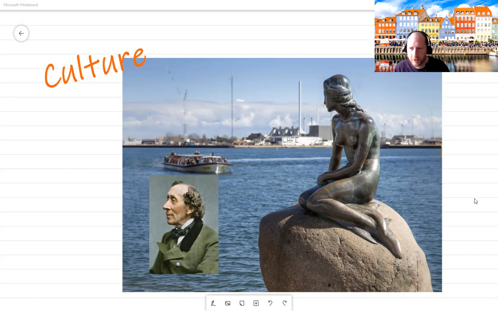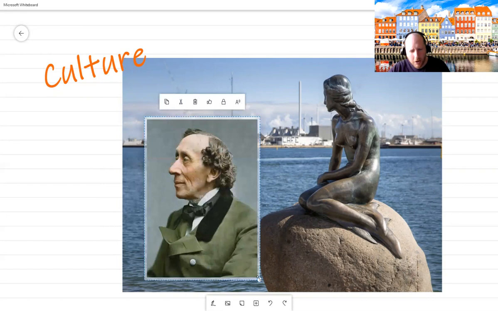She's not a particularly huge statue, as it were. She's roughly human-sized, but she is still very, very famous. And of course, she's there to represent this writer here, who you may well have heard of. This is Hans Christian Andersen, possibly the most famous export of Denmark, maybe? I don't know.